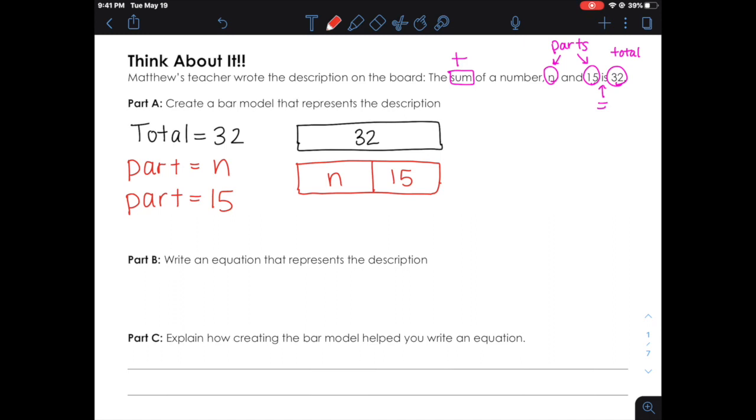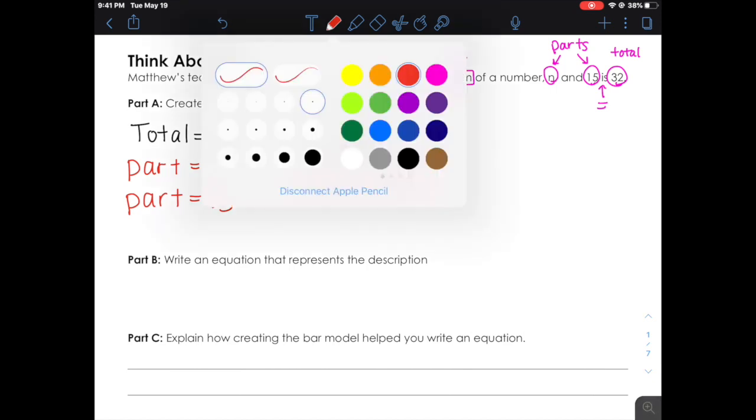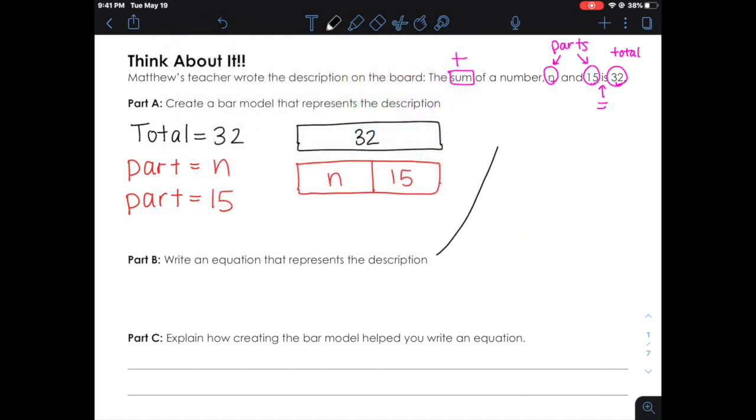Part B says write an equation that represents the description. So we need to be careful. We're not writing an equation that represents the variable, which is what we've been doing. We want to write an equation that represents this phrase. If it's talking about the sum, we know that we're adding, and then our two parts are n and 15. So that means we must be adding n plus 15, and then our total is 32.